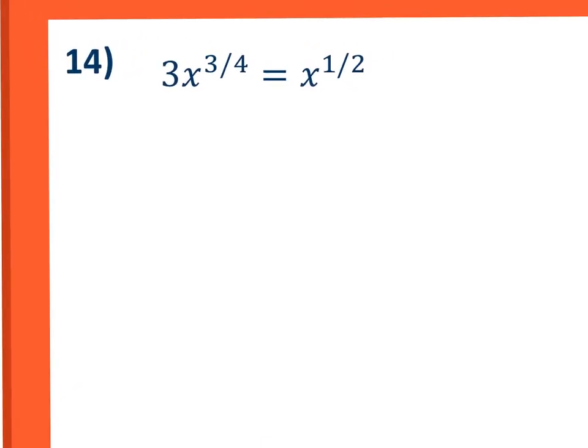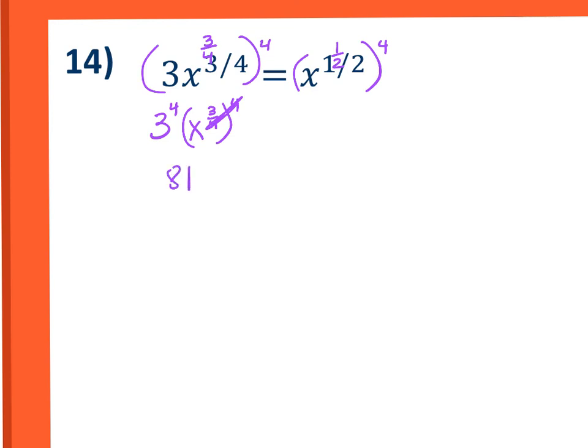Okay, last one. I get 3x to the 3/4 equals x to the 1/2. So I want to get rid of a 3/4 and a 1/2. I'm going to raise both sides to the 4th to do that. Now on the left-hand side, that means the 3 gets the 4, as does the x to the 3/4. So here they're going to cancel, and I get 3 to the 4th, which is 81, x to the 3rd. And on the right-hand side, 1/2 goes into 4 twice, x squared.